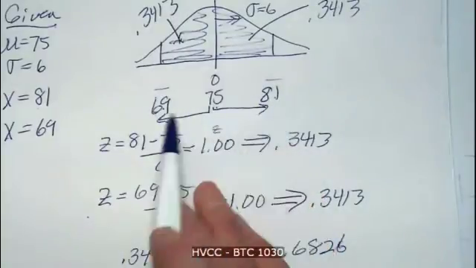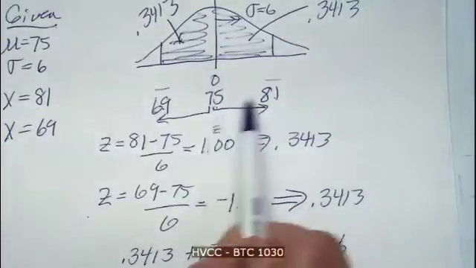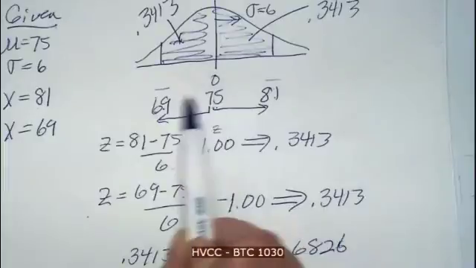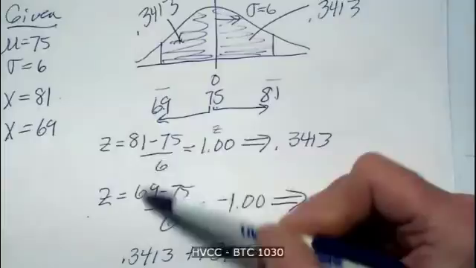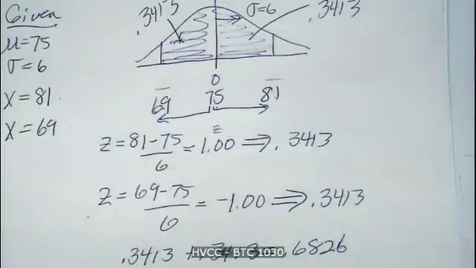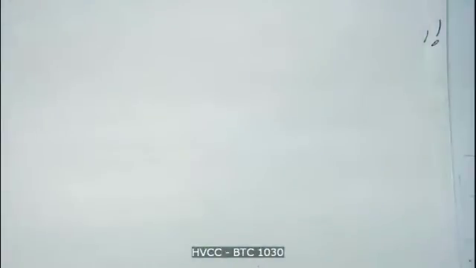Remember, you can't go 69 to 81 directly. You have to calculate 75 to 81 and 75 to 69. If I give you two x's, you have to calculate two z's. Remember that one. Okay? So let's go on to example 3. Example 3. What percent of the factory workers can assemble the parts between 63 and 81?